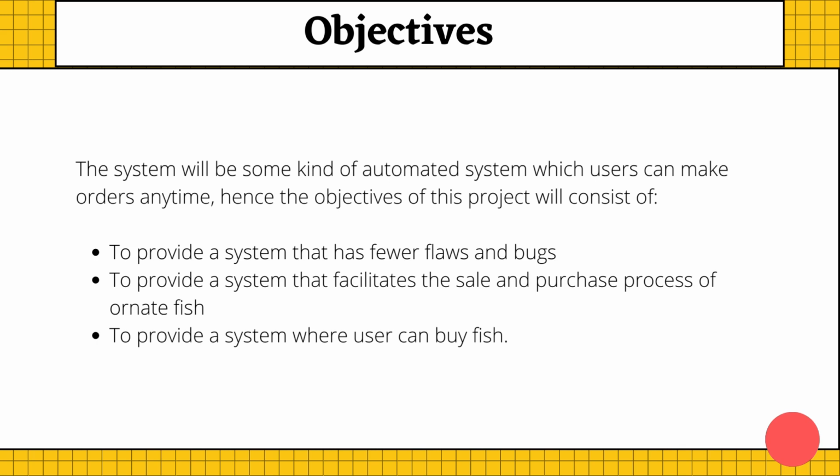Okay, here we have 3 objectives. The first one is to provide a system that has fewer flaws and bugs. The second is to provide a system that facilitates the sale and purchase process of ornamental fish. And the third is to provide a system where users can buy fish.